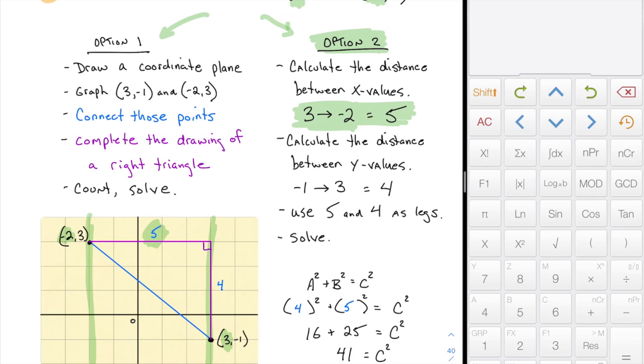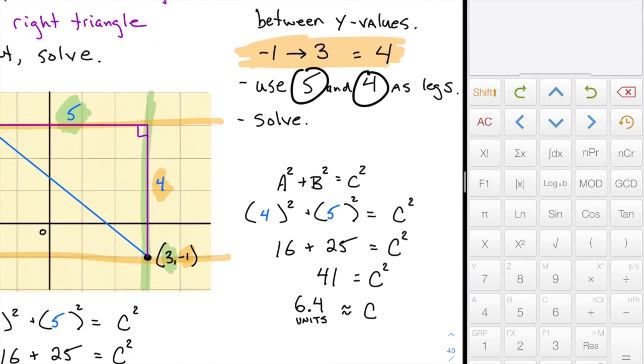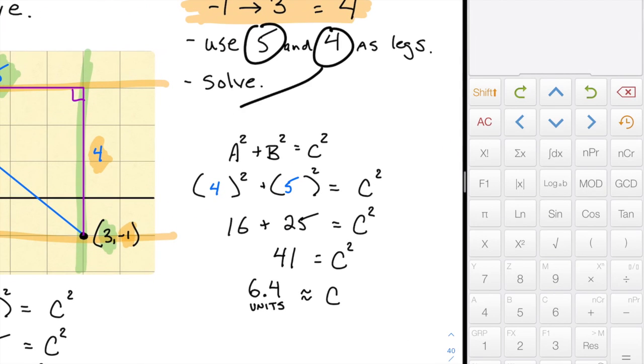Let's calculate the distance between the y values. Between -1, which is here, and 3, which is here, the difference between them is 4 spaces. And then use the 5 and the 4 to solve Pythagorean theorem. Right? The 4 goes in the A spot, the 5 goes in the B spot, and you solve.